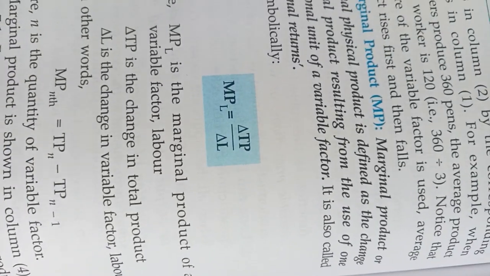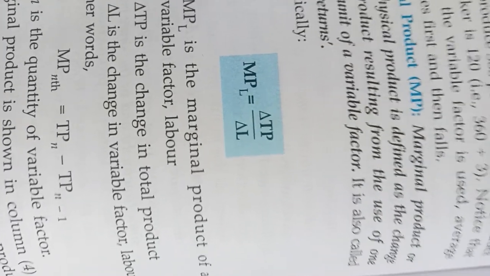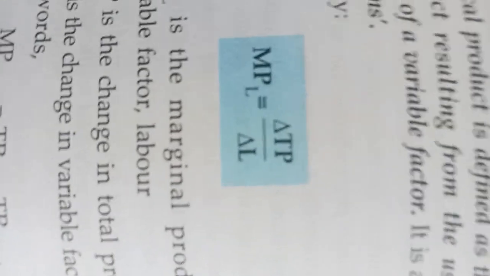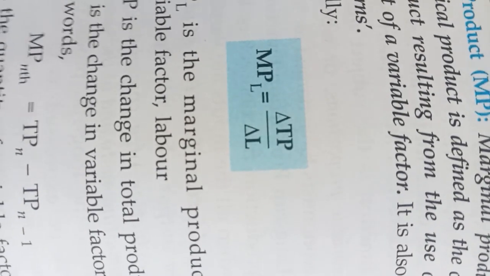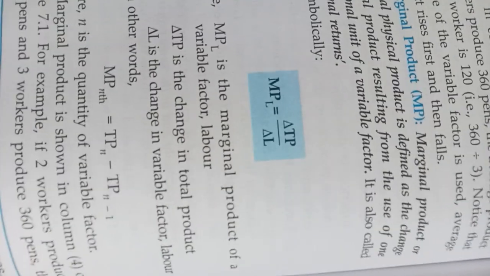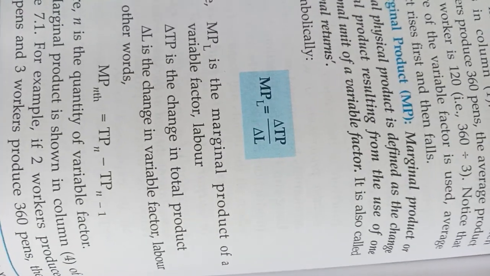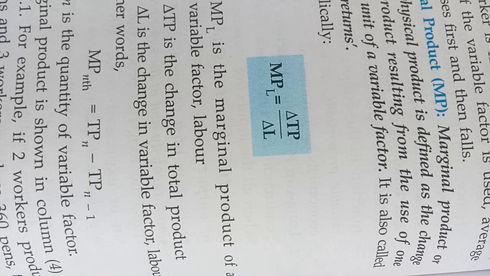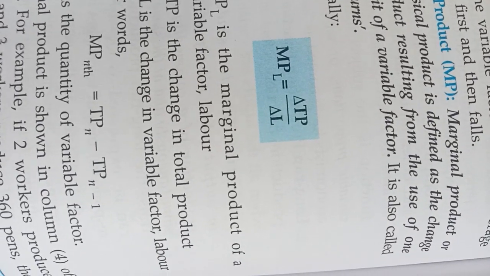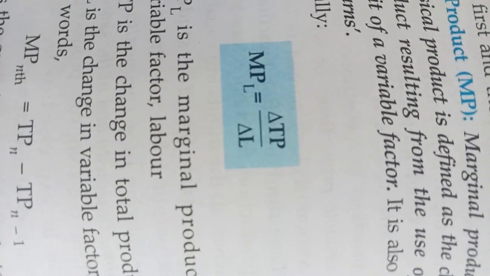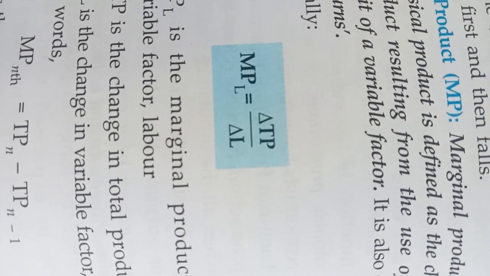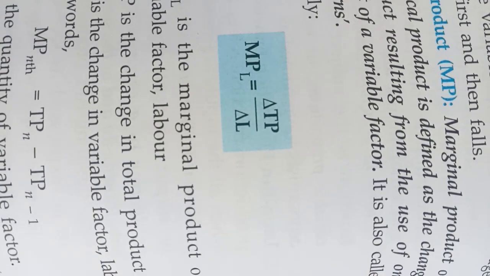Marginal physical product or marginal product, same. How do we express it? Marginal physical product or marginal product, MP, is equal to delta TP by delta L. That means change in the total product divided by change in the laborers employed. Change in the total product when one additional unit of labor is employed. This is marginal product.